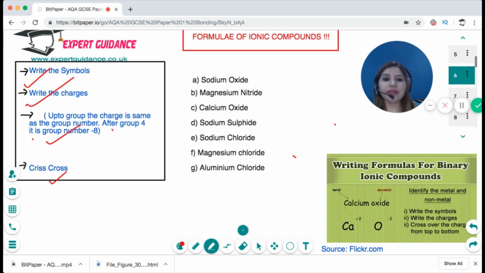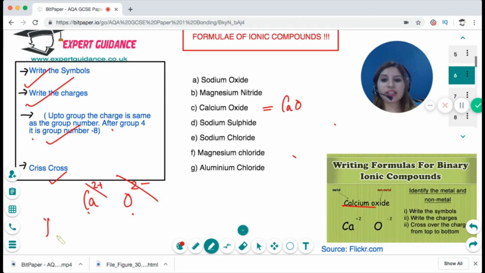For example, if I gave calcium oxide. Write the symbol, so that is Ca. Calcium is in group 2, so the charge is 2+. Oxygen is in group 6, so 6 minus 8 gives a 2- charge. Since both charges are the same, they get cancelled, so the formula of calcium oxide is CaO.